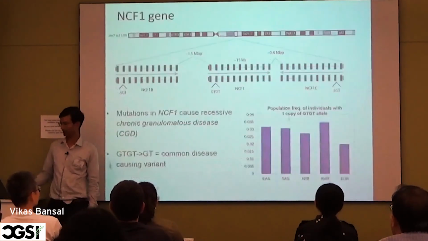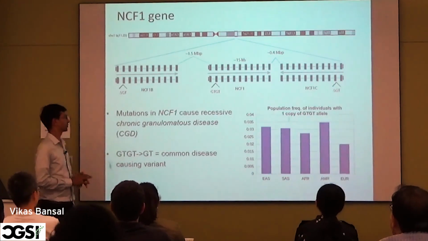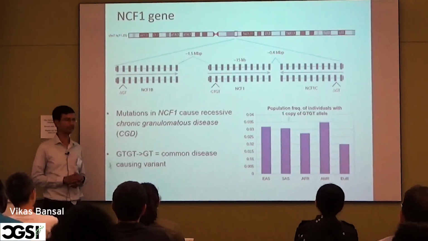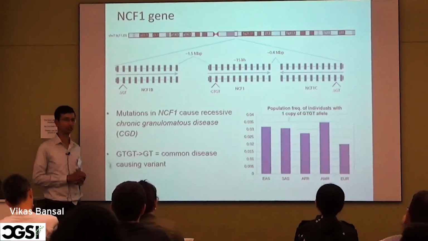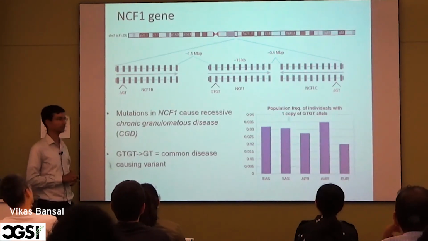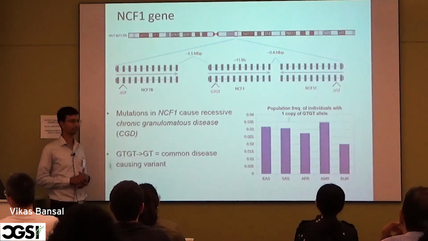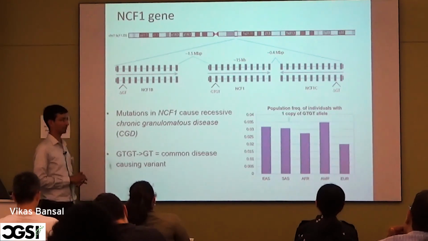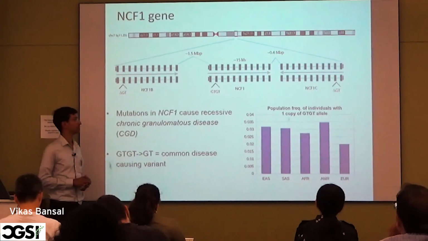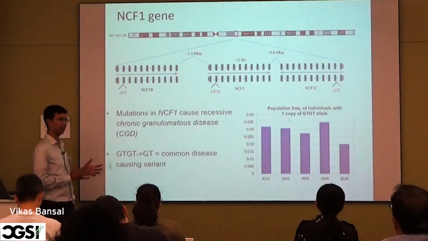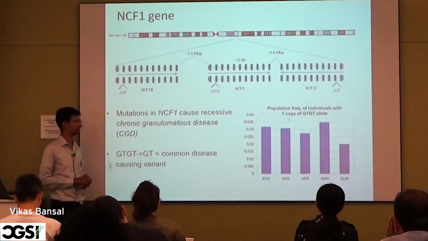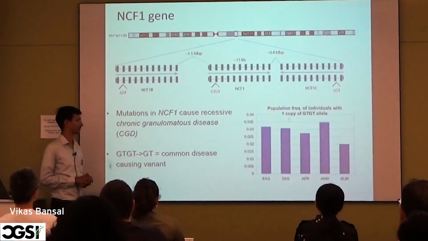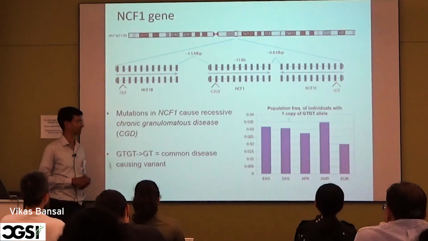5 minutes? Okay. So I just wanted to close with a couple of examples of disease, like what can we learn about disease associations with these genes using our method. NCF1 is a gene that's located on chromosome 7, and it's triplicated in the human genome, and there are 2 pseudogene copies located to the left and right of this gene. This gene is known to cause a severe recessive disease called chronic granulomatous disease, which is a severe immune disease that causes individuals to have recurrent infections.